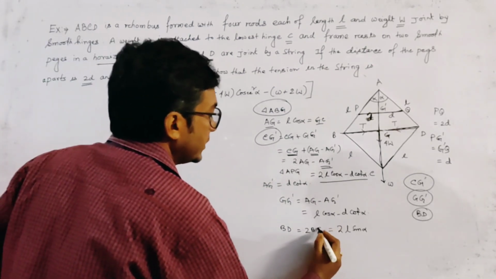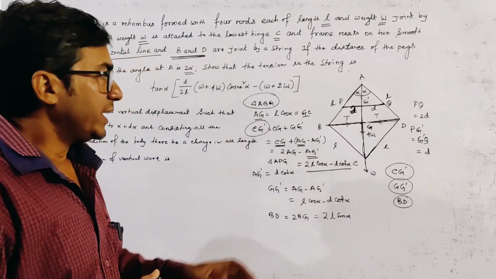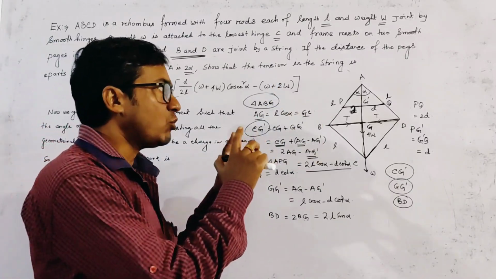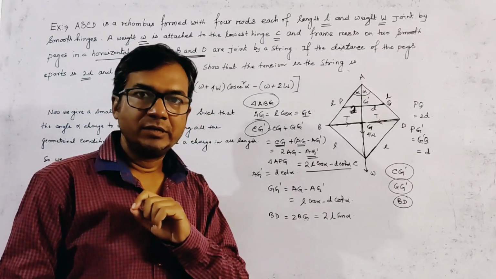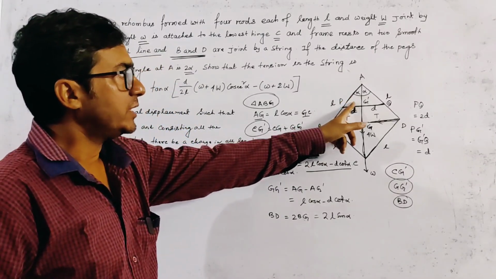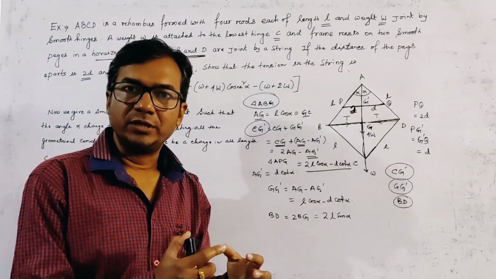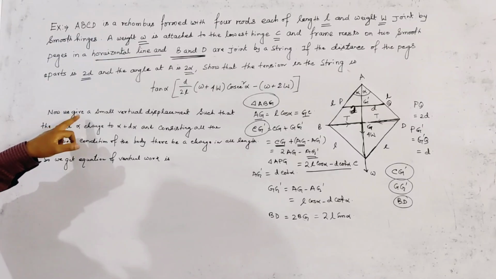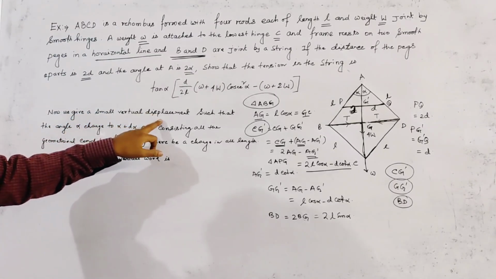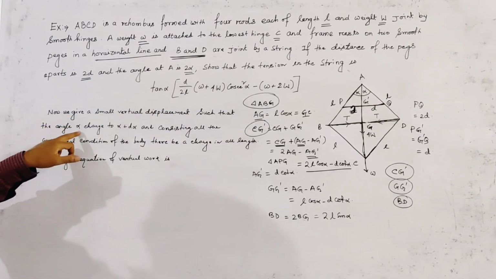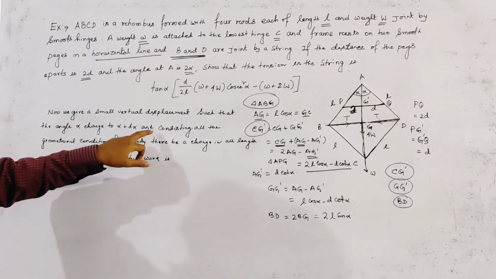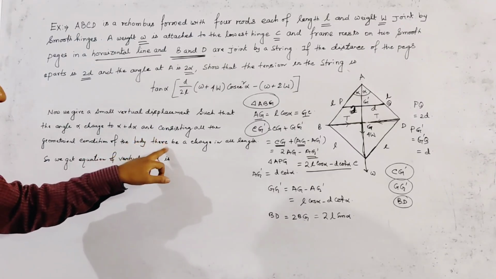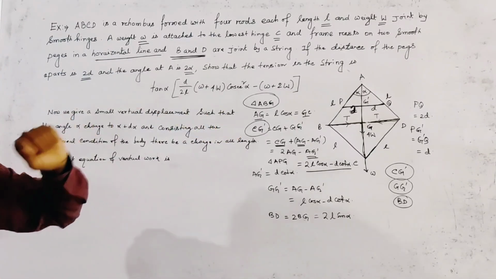This is G. Now we give a small virtual displacement of the system, consistent with all the geometrical conditions, such that the angle alpha is changed to alpha plus d alpha. That is the small change here. And there will be a change in all the lengths of the system.